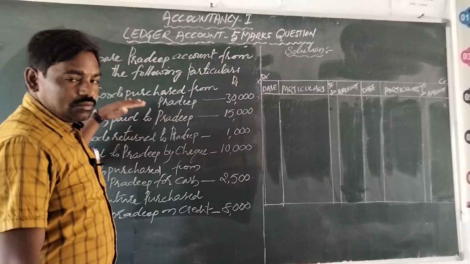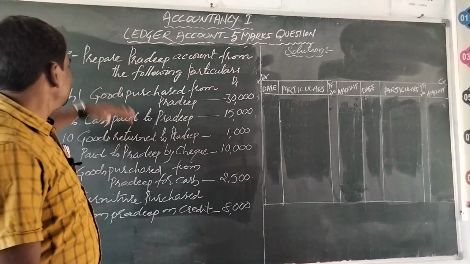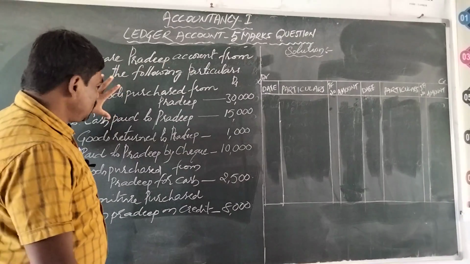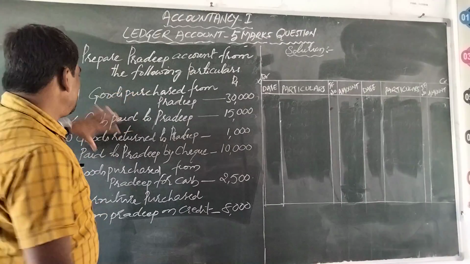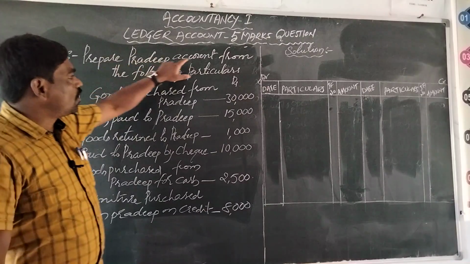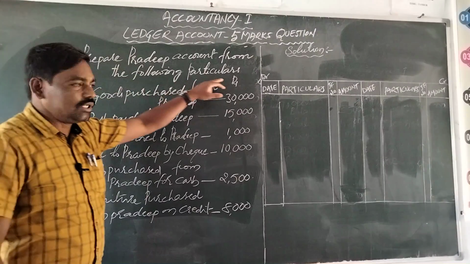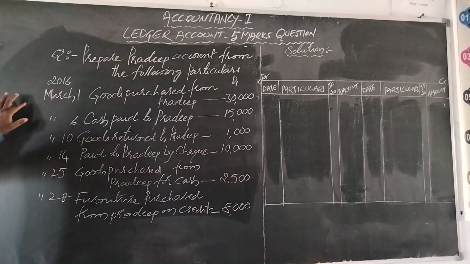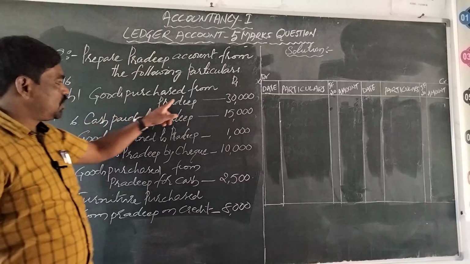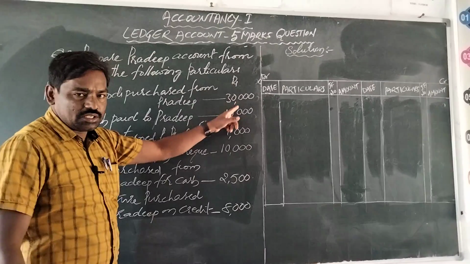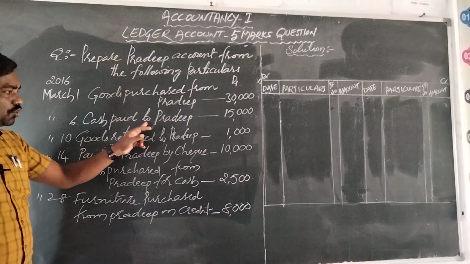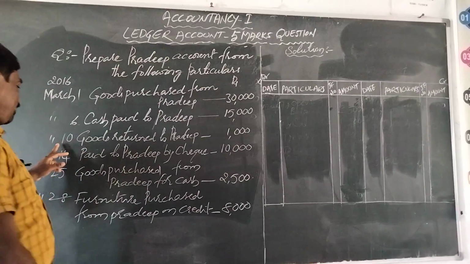First, let me read out the problem that is given. A similar type of problem will come in the annual examination for 5 marks. Problem: prepare Pradeep account from the following particulars. Date: 2016 March 1st. Goods purchased from Pradeep rupees 30,000. March 6th. Cash paid to Pradeep 15,000.